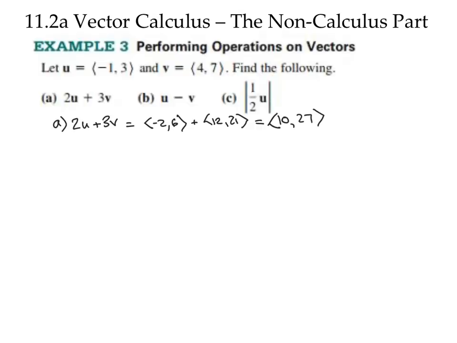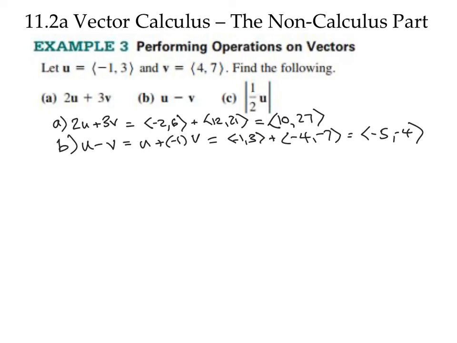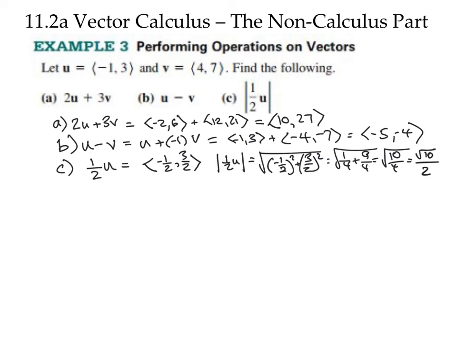Let's work another example. So for a, first I multiply negative 1, 3 by the scalar 2, getting negative 2, 6, and 4, 7 by the scalar 3, getting 12, 21. Then I just add the components to get 10, 27. And as defined, vector subtraction is the addition of the opposite, so I've added the original vector u plus the negative 1 times v, which is negative 4, negative 7, getting negative 4, negative 5, negative 4. And getting the magnitude of 1/2 u is pretty simple. First I multiply it by the scalar 1/2, getting negative 1/2, 3/2, and then to take the magnitude, I just take the square root of the x component squared plus the y component squared, and I wind up with root 10 over 2.